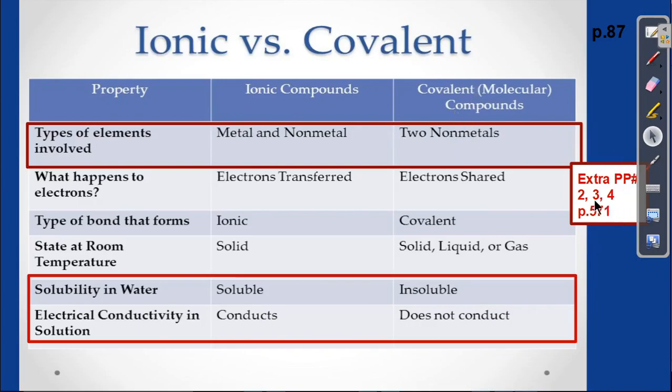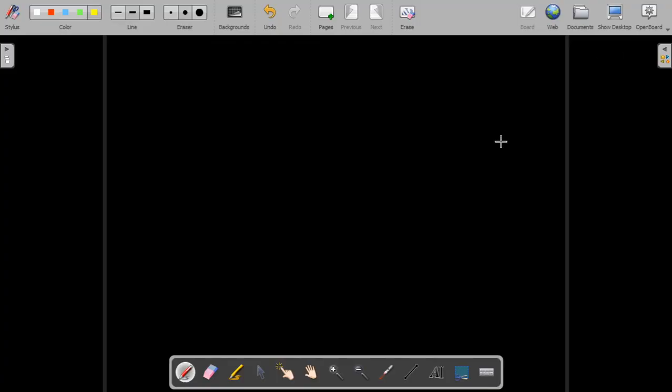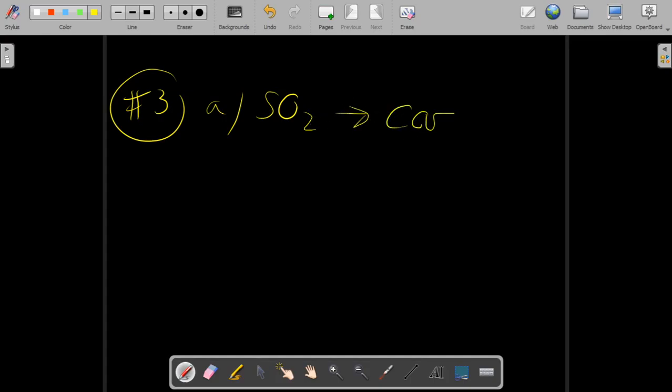Number 3, let's look at number 3, and I'm going to use the board to do that one. Number 3 says, which of the following molecules are covalent? Let's look at the first one, SO2. Where are those two atoms in your periodic table? S is in column 6A, O is in column 6A. Both are pink. That means non-metal. That means it's covalent. See that?